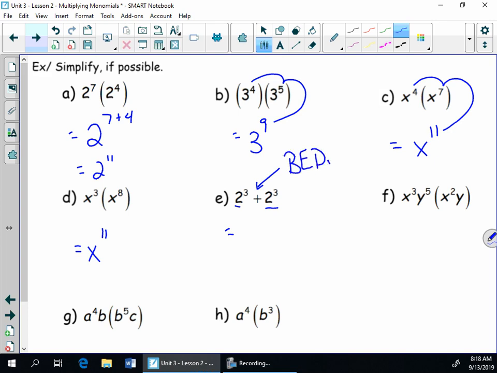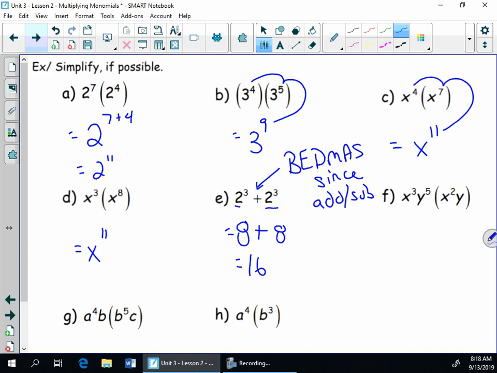I have to go back to BEDMAS, since it's adding or subtracting. Anything that's not multiplying, I can't use this rule. How does BEDMAS work? Well, brackets, exponents. 2 to the power of 3 is 8 plus 2 to the power of 4 is 16. That answers 24. Yeah, that's a trick question because it has a plus sign in there. Remember our two rules: same bases, which was okay in this case, but also multiplying.